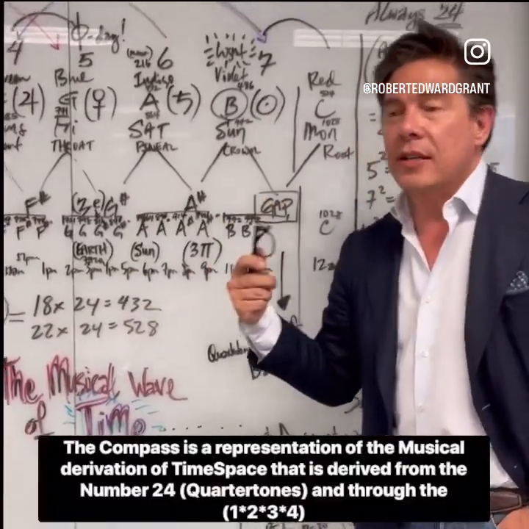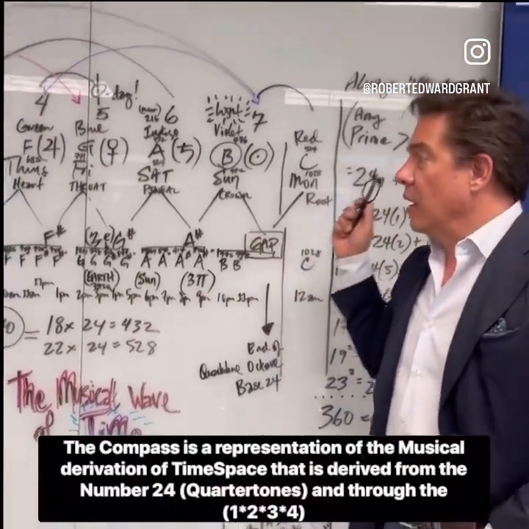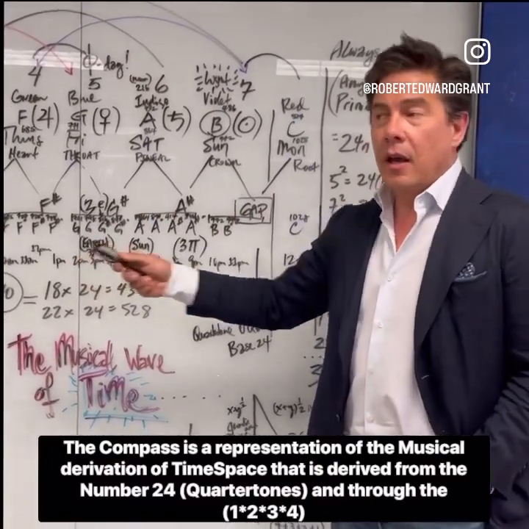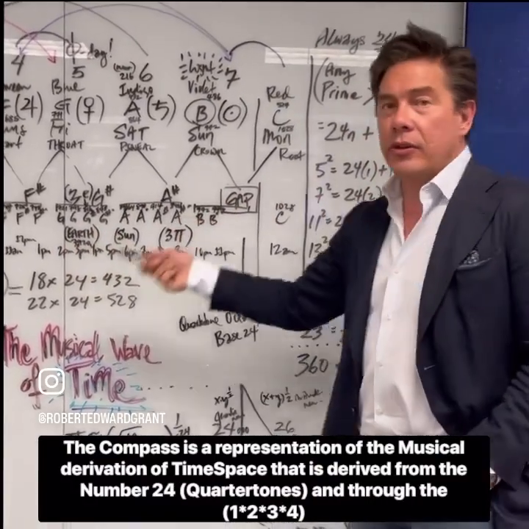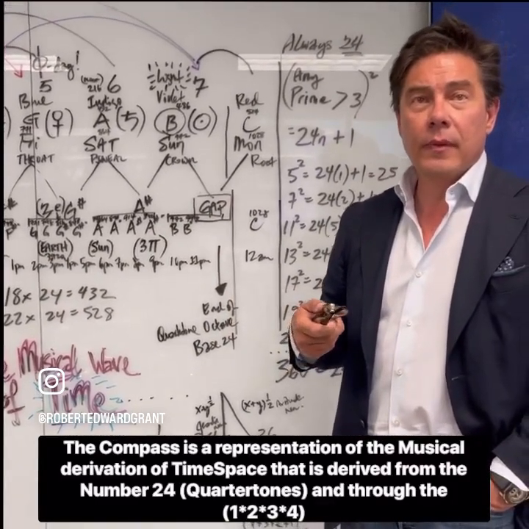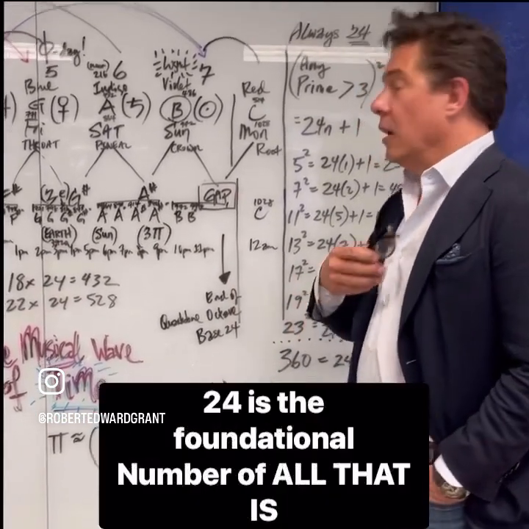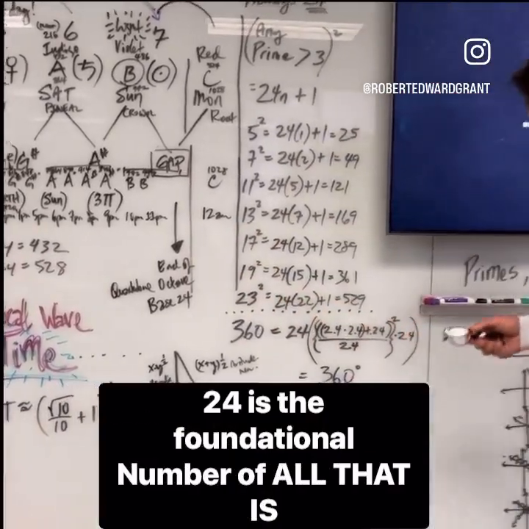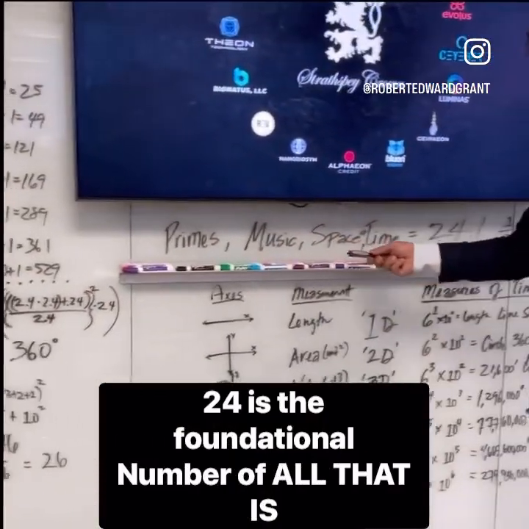The compass is actually just a representation, a musical derivation of time-space that is all derived from 1 times 2 times 3 times 4, which is the number 24. 24 is the foundational basis of all that is in prime numbers, music, space, and time.